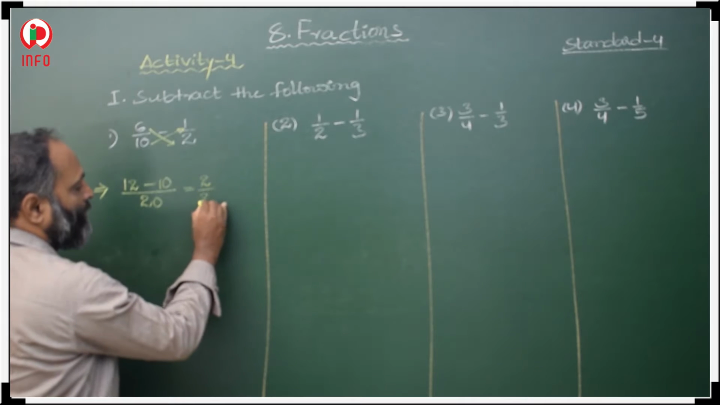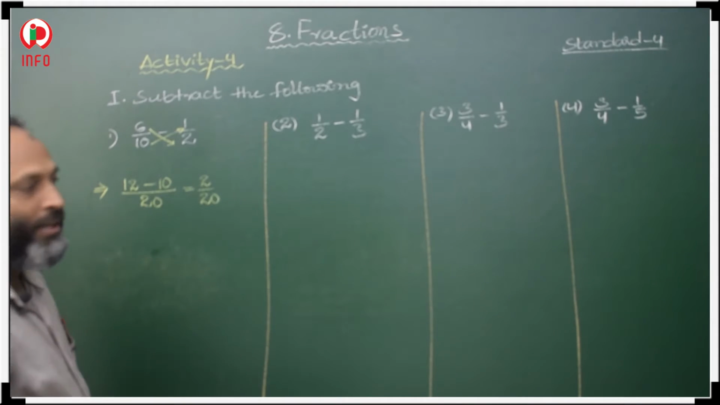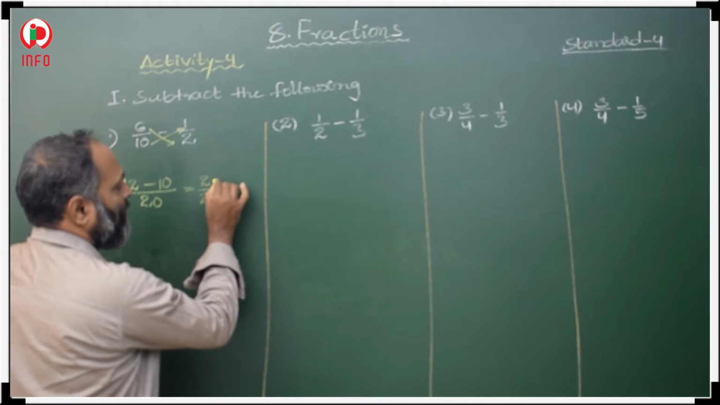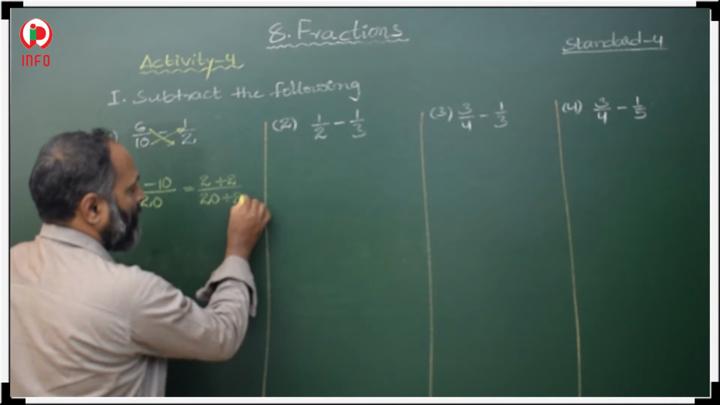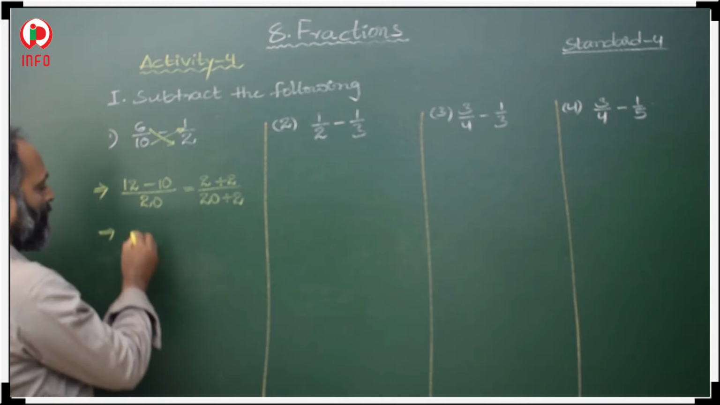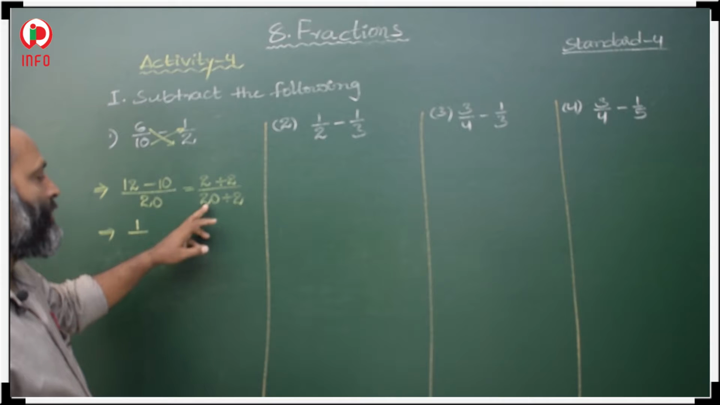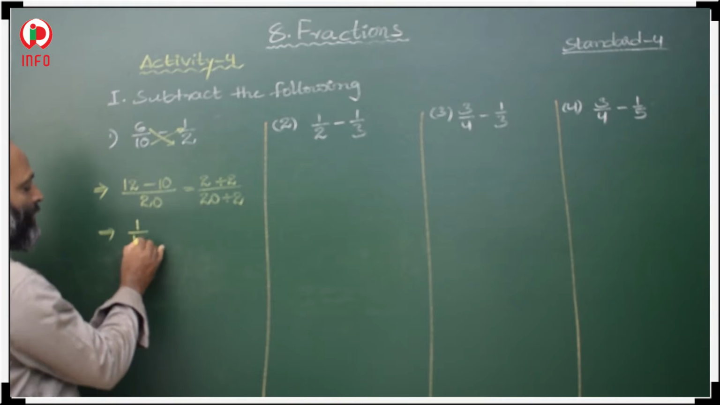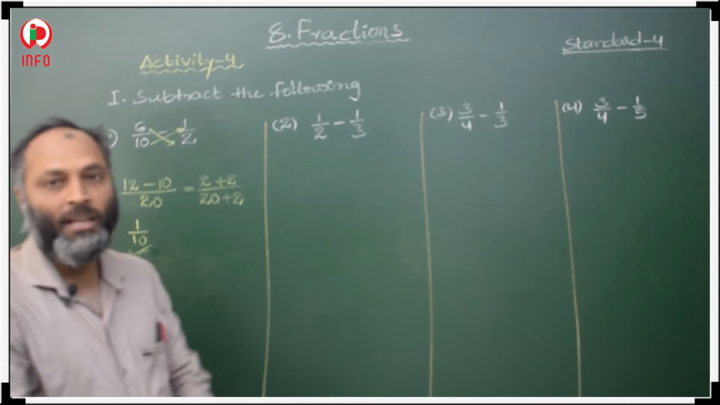2 by 20. These two are even numbers, divisible by 2. So divided by 2, divided by 2. In the 2 table, 2 1s are 2. In the 2 table, 2 10s are 20. So 1 by 10 is the answer. 1 by 10 is our answer.